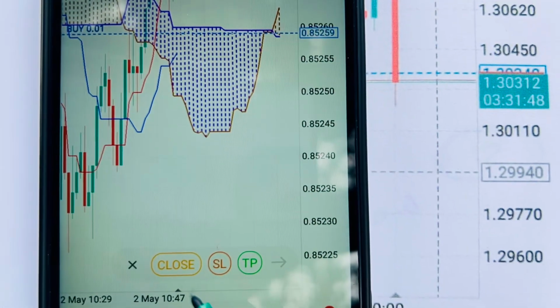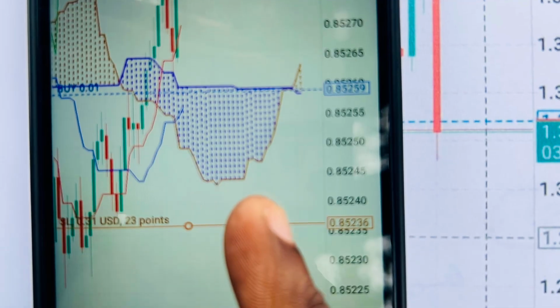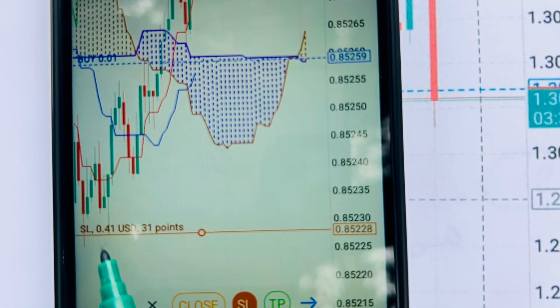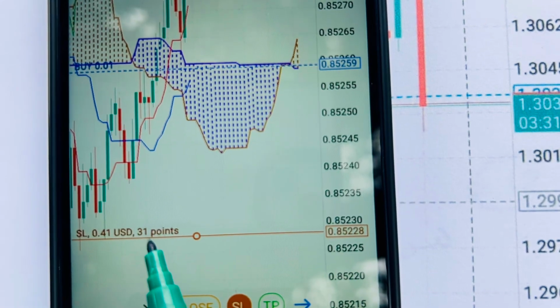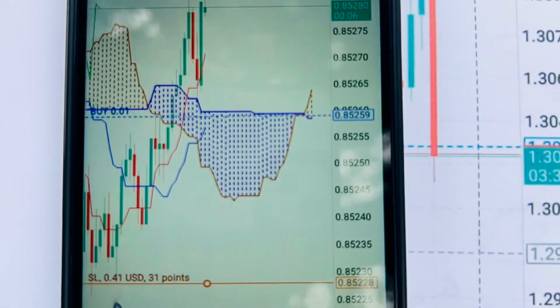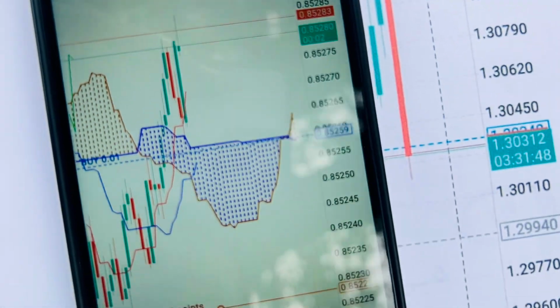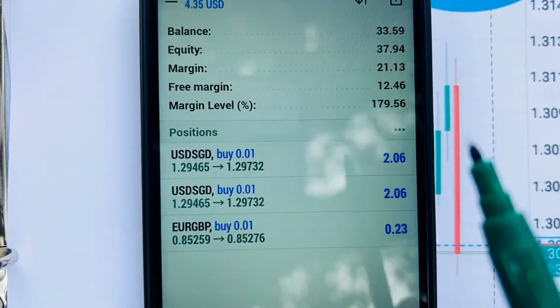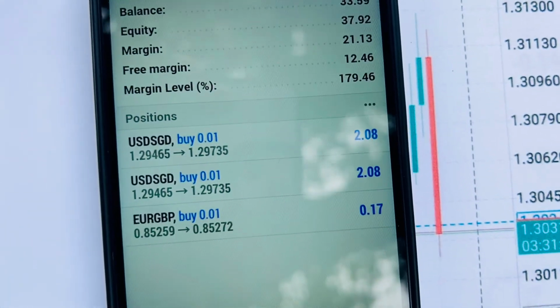If you tap here, you'll see this icon. When you tap here, you'll see how much money you are losing in number of points. You can see we are risking only $0.41, given that we're using 31 points. If right now we times this 31 points with the 0.01, we'll get this $0.41 US, given that we're using a base currency that is in US dollars. If it's in GBP or euro, you will need to convert that.